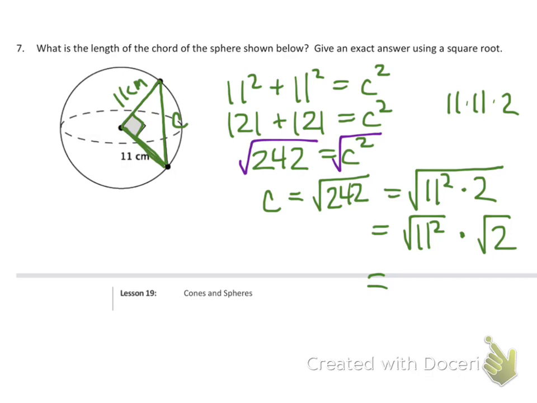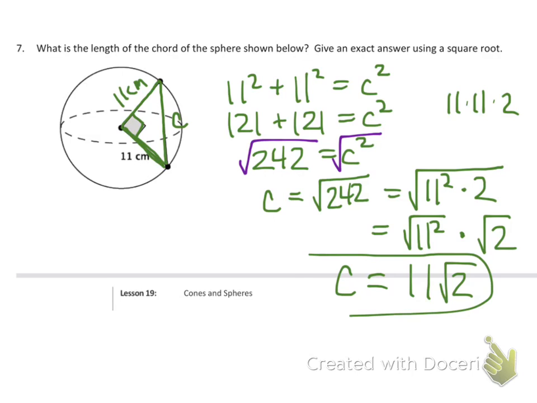So this square root can be written more simply as 11 times the square root of 2. So that is our dimension there. The chord length is 11 times the square root of 2, or the square root of 242. They're exactly the same thing. Might be fun for you to put this into your calculator. Do square root of 2 times 11, and then put in square root of 242, and you'll find that they're the same number.